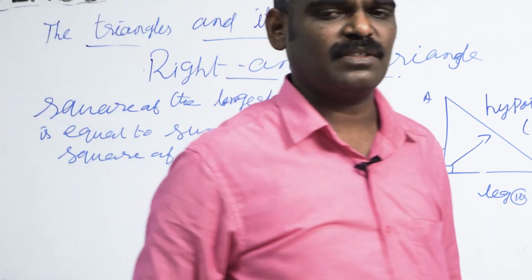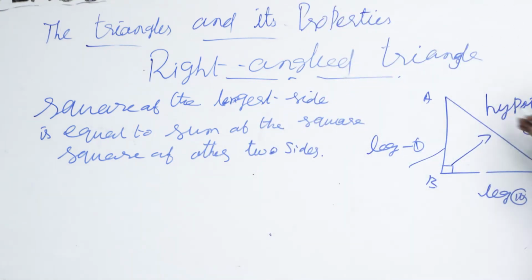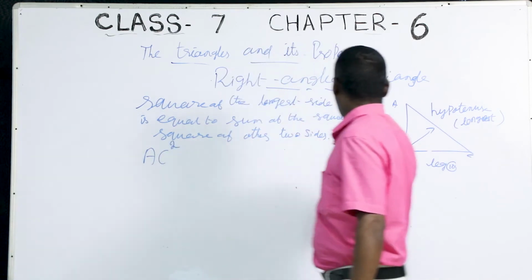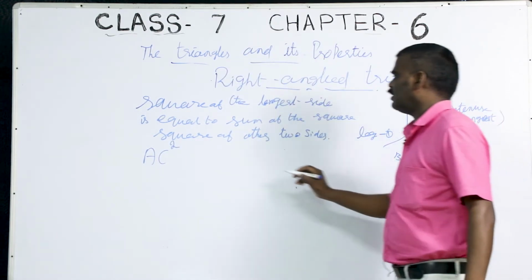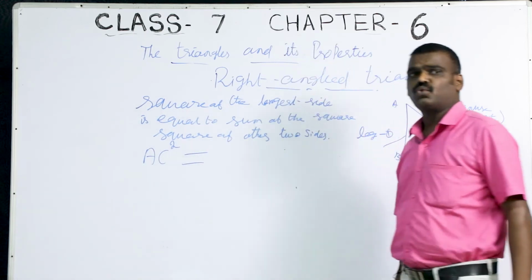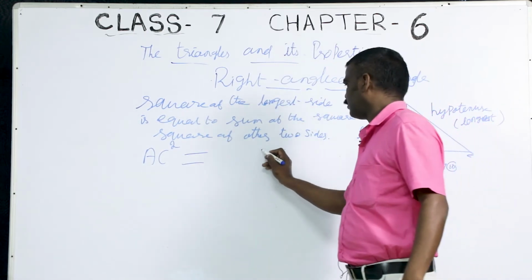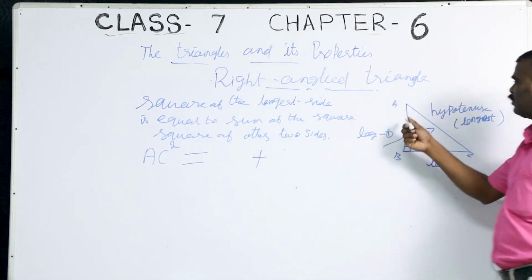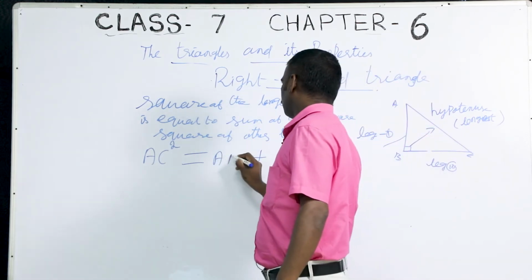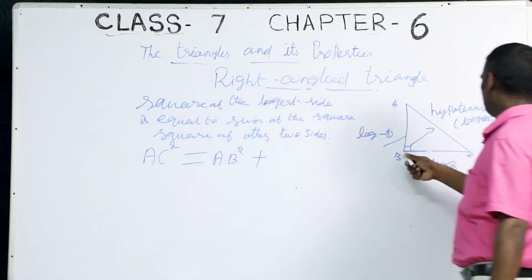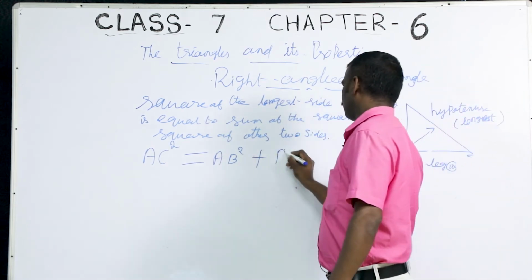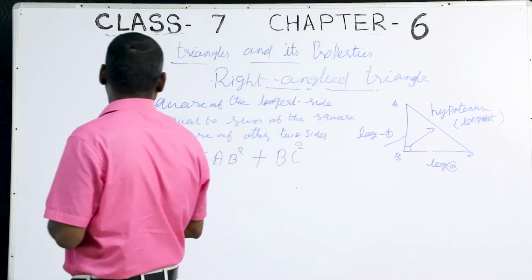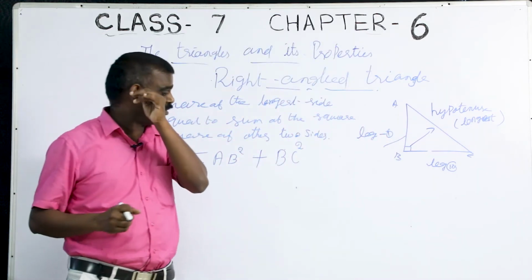What does the Pythagorean theorem tell? The square of the longest side, AC square. The longest side is AC, right? AC square is equal to the sum of the squares of the other two sides. Sum means you are going to add. What are the other two sides? That is AB square plus BC square. AC square is equal to AB square plus BC square. So this is what the Pythagoras theorem tells.